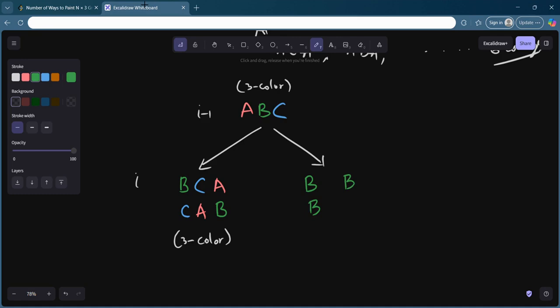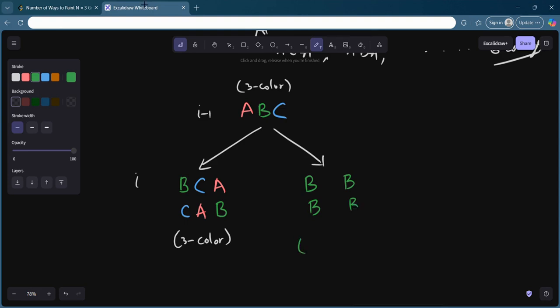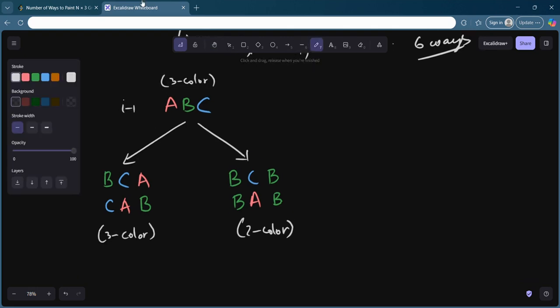Okay, so let me write the whole thing. Yeah, and I have this C and I have this A. I can only write this many 2 color combinations. You see, if I place this BCB and BAB beneath this ABC, I will have these 2 color combinations. So one 3 color combination gives you 2 3 color combinations and 2 2 color combinations. That is the lesson we get from here.